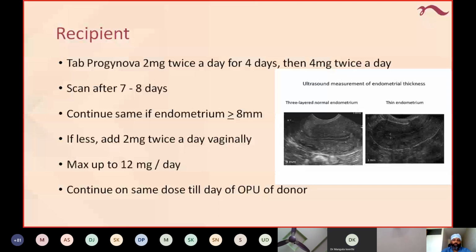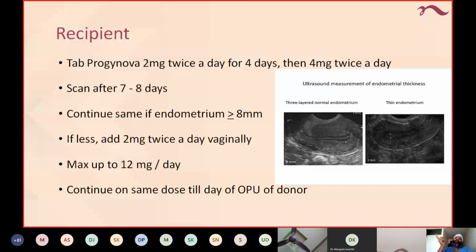Continue on the same dose till the day of OPU for the donor, so that these estradiol tablets, which you started, will help increase the endometrial thickness. So what is the luteal phase support?